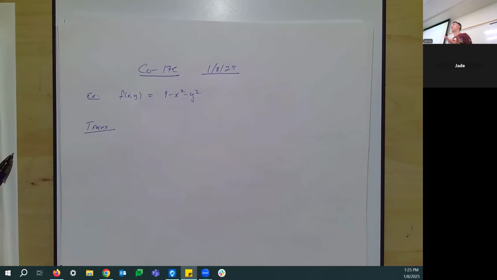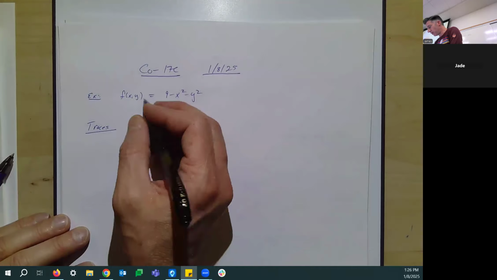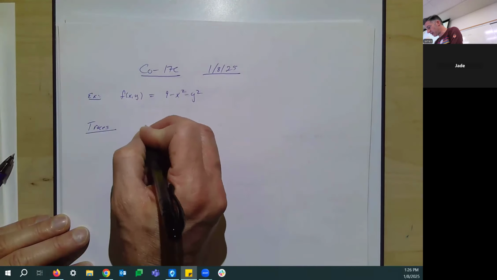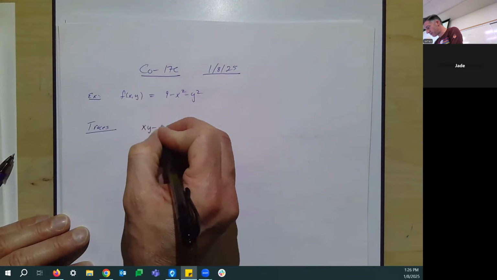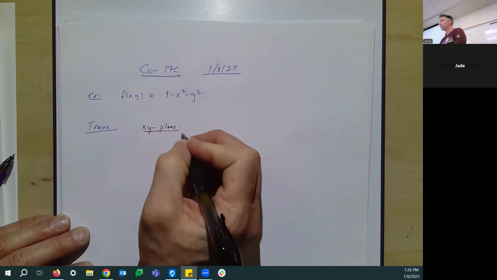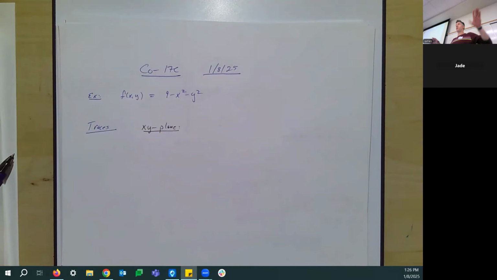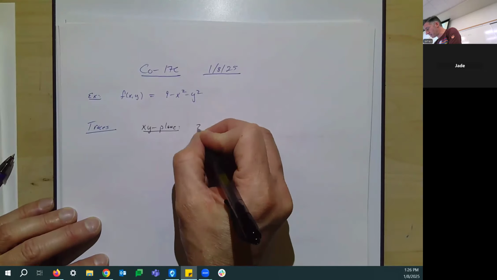Traces are just what the graph looks like in each of the 3 coordinate planes. So in the xy plane, in the xz plane, and in the yz plane. So this graph in the xy plane, well, what's true in the xy plane? Which of the 3 things is equal to 0 in the xy plane? Is it x, y, or z? Right, it's always the one that's missing. So in the xy plane, we've got z equal to 0.